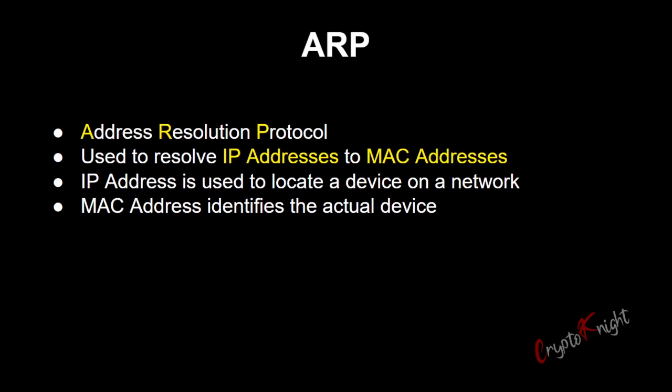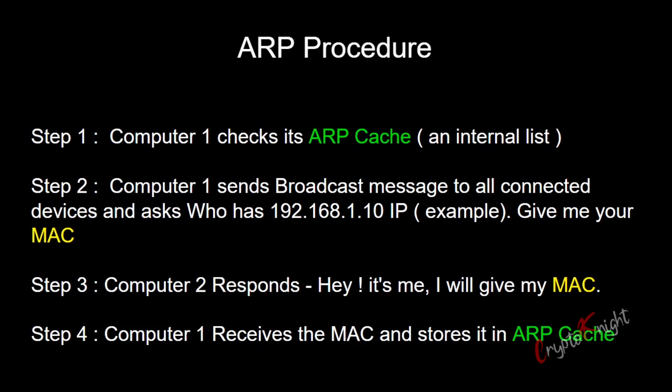By now, we are familiar with IP addresses and MAC addresses. We have already seen them multiple times. So, an IP address is used to locate a device on a network, whereas a MAC address identifies the actual device. Now, what is the actual procedure of ARP? Let's discuss that. Assume there are multiple computers in a network. Let's say there are 4 computers in a network.